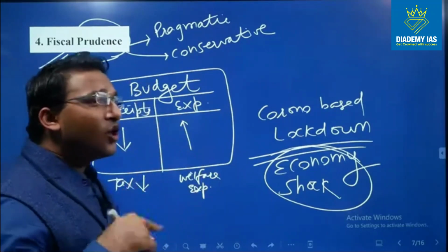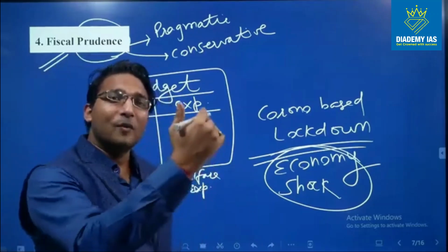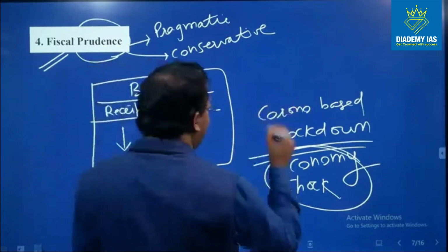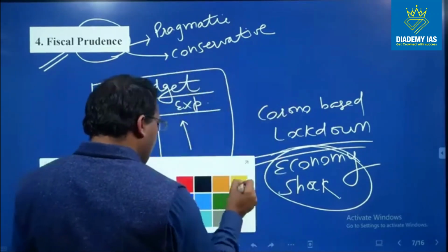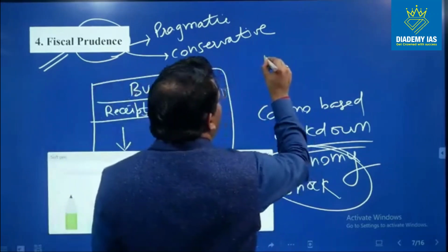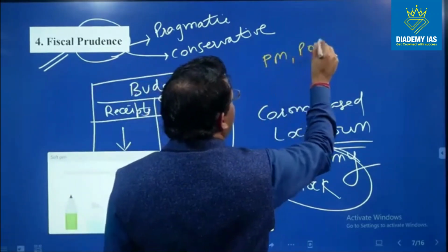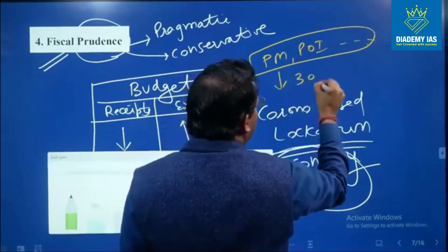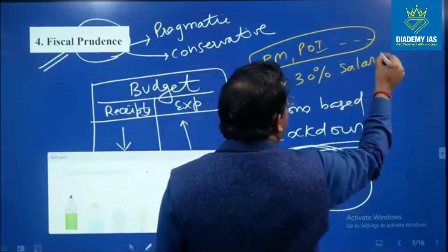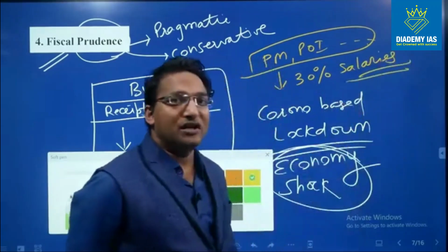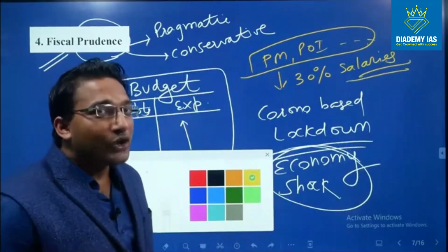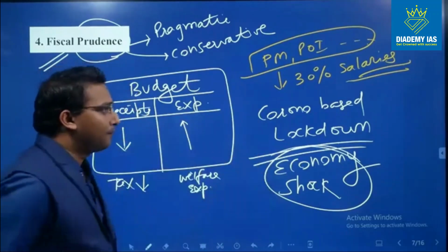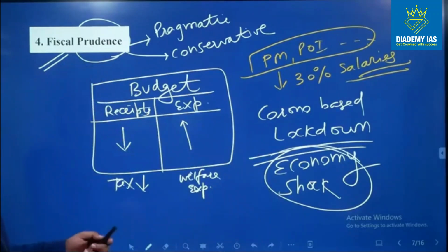Inside this, the government can also go for cutting down the government expenditure. For example, during this corona lockdown, the PM, the president, etc. have declared that they will take a self-declared cut of 30% in their salaries. So this will inspire other public officials to reduce their salaries on a voluntary basis. So this is how fiscal prudence works in practice at the ground level. So this is the concept of fiscal prudence.